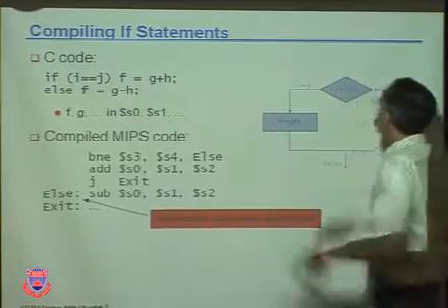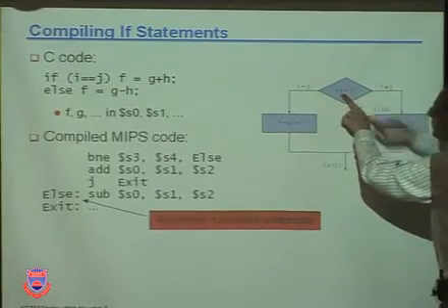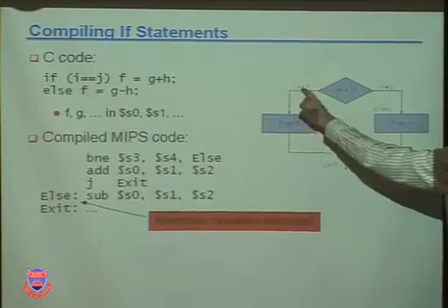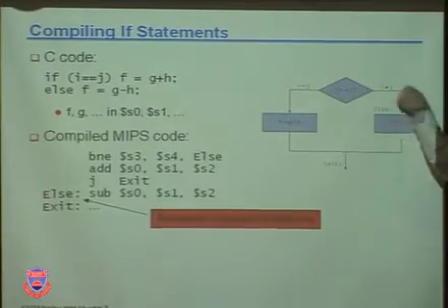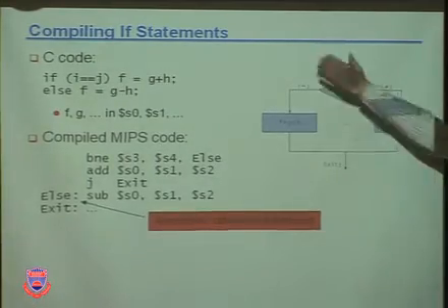You can see that what I'm going to do here is test i equals j, and if it's true, then we go to the statement that does the addition. That's supposed to say equals. If it's false, we go to the statement that does the subtraction. So here's my else. Okay? So that's the code in C.